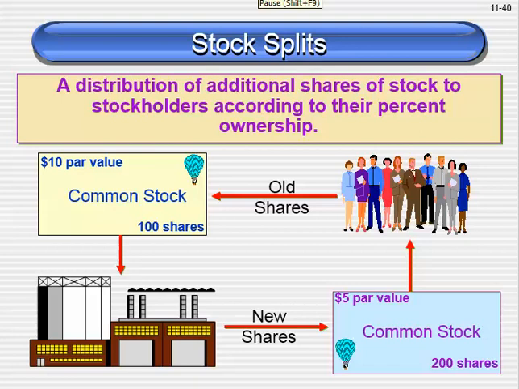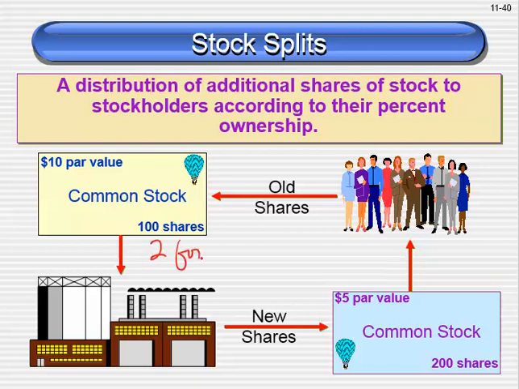Okay, let's talk about stock splits for a minute. So a stock split is just an increase in the number of authorized, issued, and outstanding shares of stock, coupled with a proportionate reduction in the par value of the share of stock. So what I mean by that is if I had common stock of $10 par value and I had 100 shares, if I do a 2-for-1 stock split, I'll write that on here, 2-for-1.